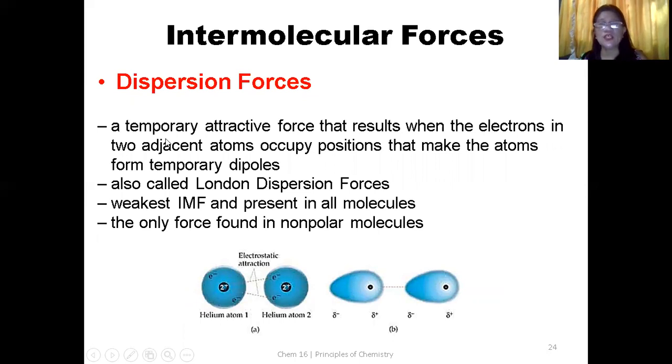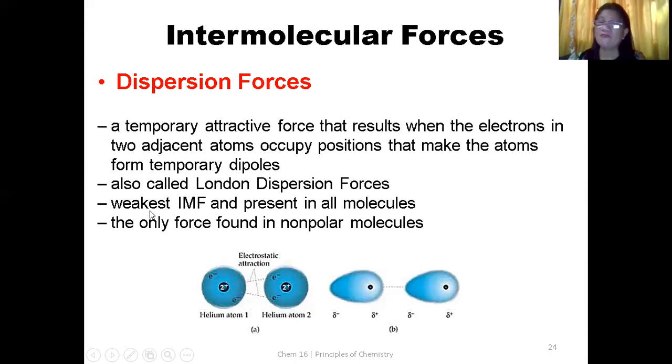So dispersion is a temporary attractive force that results when electrons between two adjacent atoms occupy positions. This is just a temporary force. For instance, helium, one and another helium here. So what happened is there is a temporary force between these two. That makes it partial negative, partial positive, partial negative, and partial positive. But later on, weak ranisiya. That is for the dispersion.